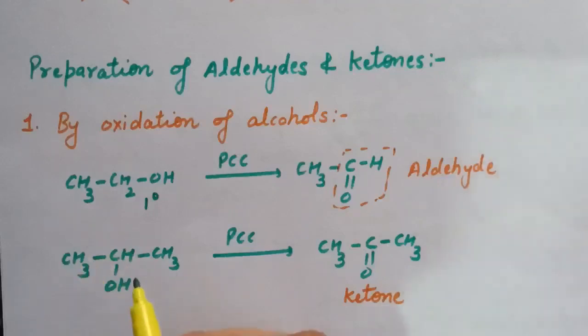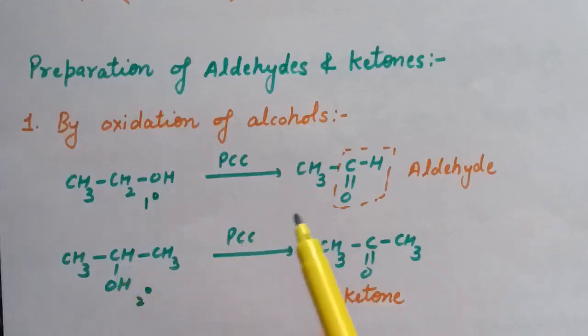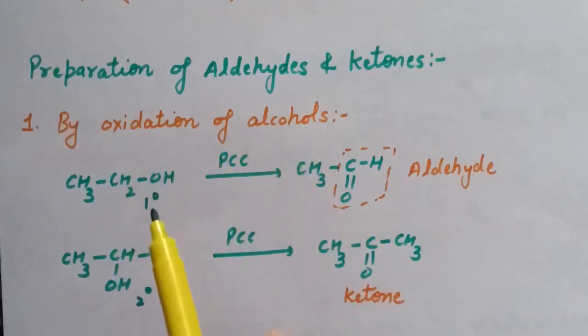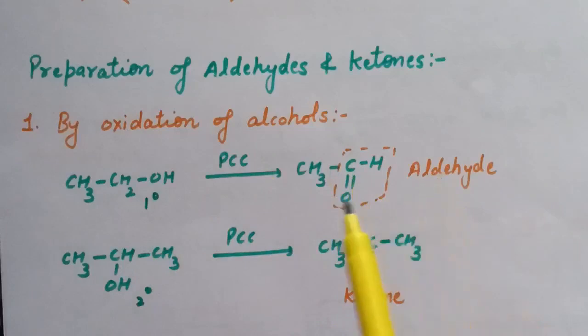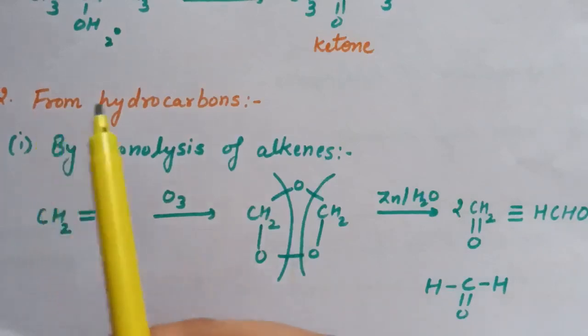Oxidation of secondary alcohol leads to the formation of ketone. So here R2CHOH, secondary alcohol. Oxidation of secondary alcohol in presence of PCC results in the formation of ketone. So this is the first method by which we can prepare aldehydes and ketones, that is the oxidation of alcohols. Oxidation of primary alcohols results in the formation of aldehyde, and oxidation of secondary alcohol results in the formation of ketone. Next is from hydrocarbons.